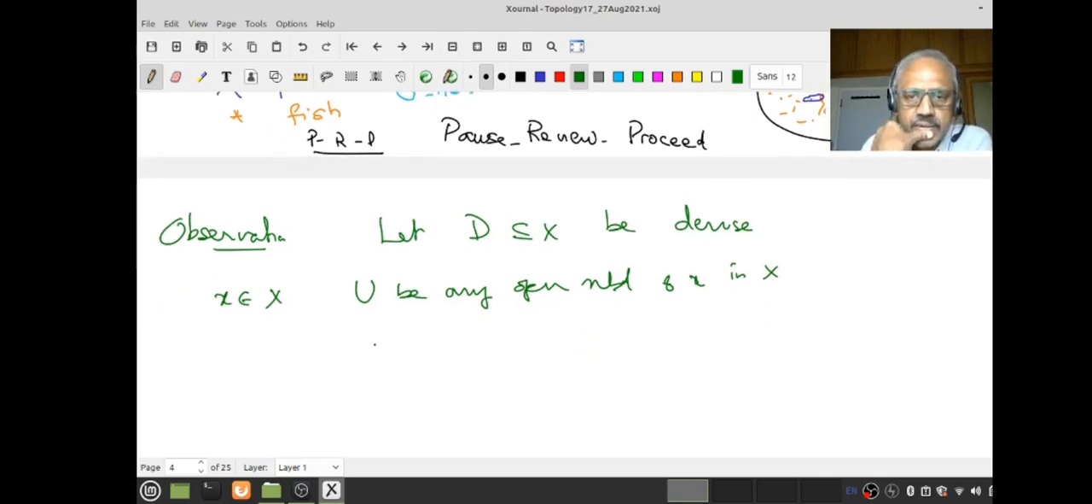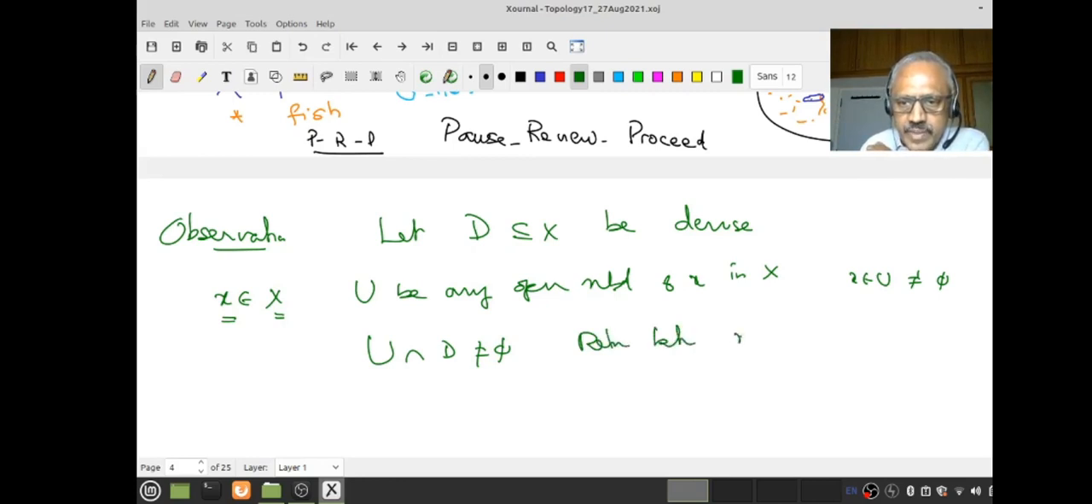Since X belongs to U, U is not empty, and U is a non-empty open set, but D is dense, therefore what do I know? I know that U intersection D is not empty. Now let's try to understand. You gave me an arbitrary element X in X and U any open neighborhood of X, then U always intersects D. So what is the relation between X and D?